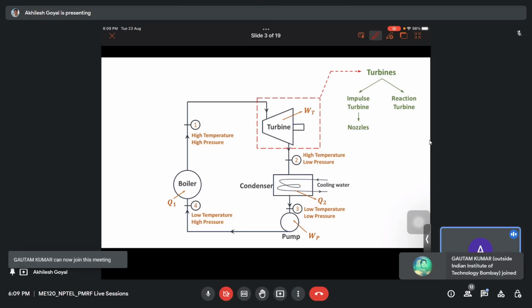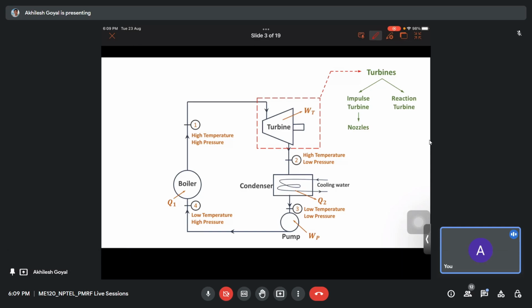If we talk about the turbines, there are two types: the impulse turbine and the reaction turbine, and also another main part of the turbines is nozzles. So we will talk about all those three: impulse turbine, reaction turbine, and nozzles.